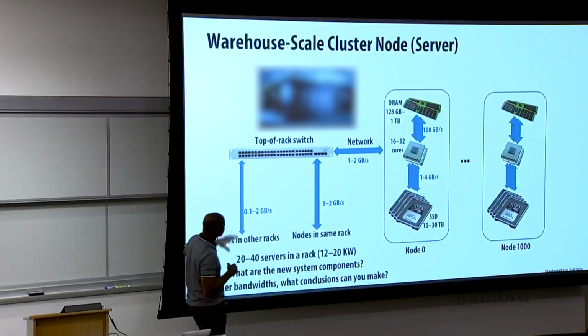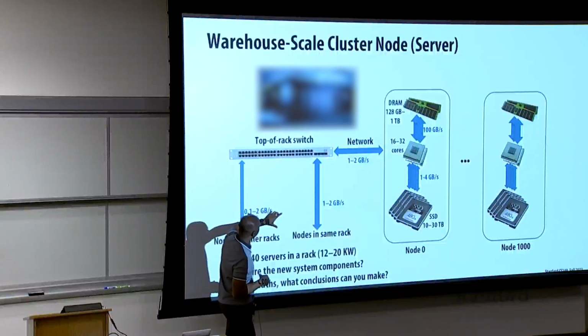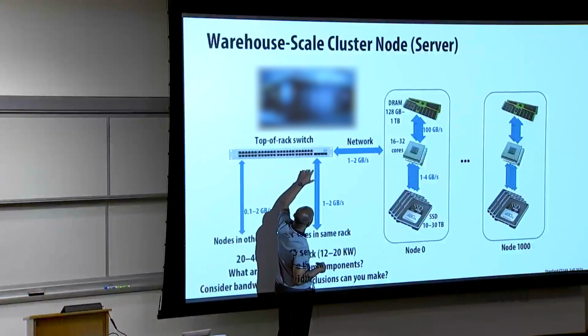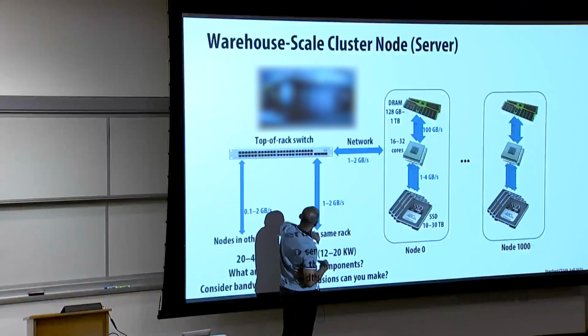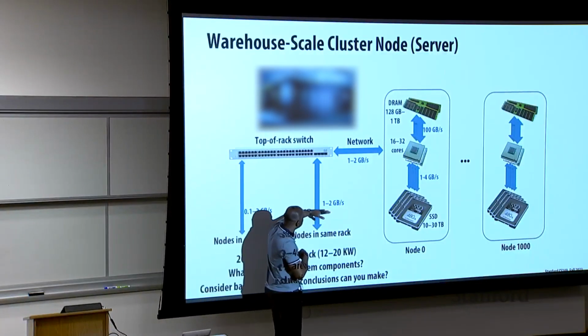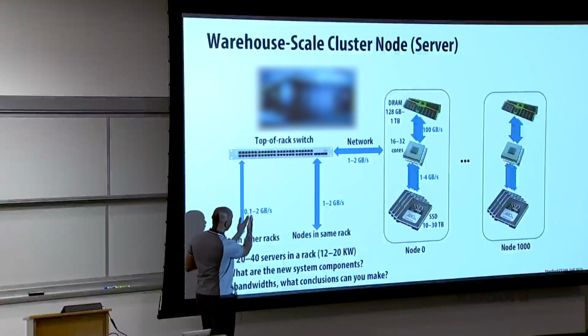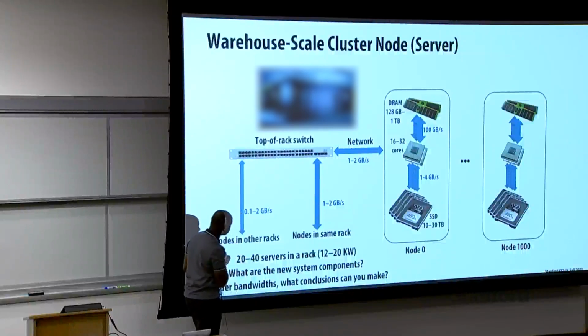So within the rack, the nodes or servers are connected with between 1 to 2 gigabytes of bandwidth. Between the racks, outside the racks, early on it was maybe 1/10 of a gigabyte. Today it might go up to 2 gigabytes.